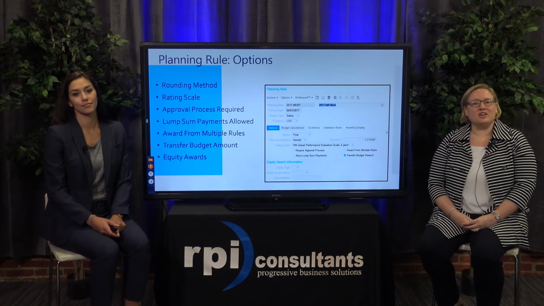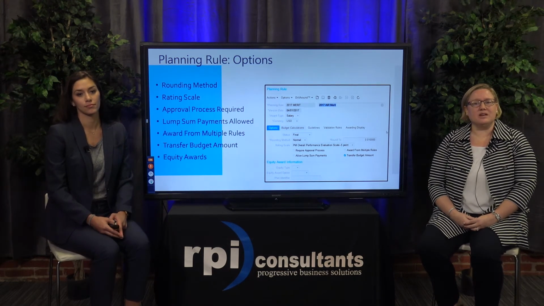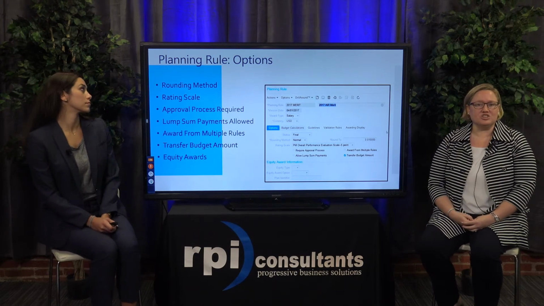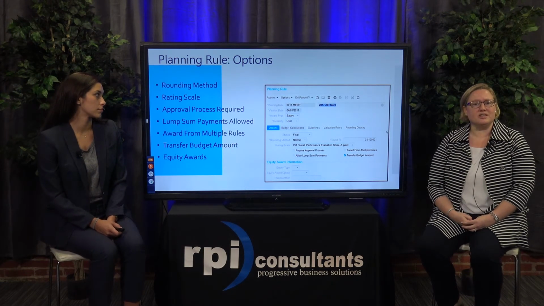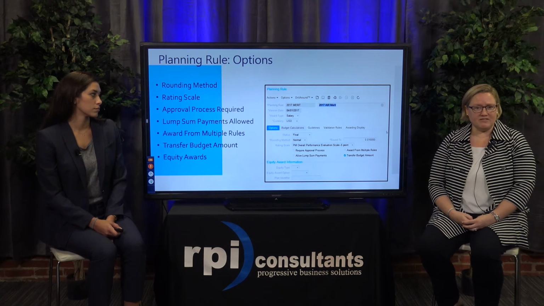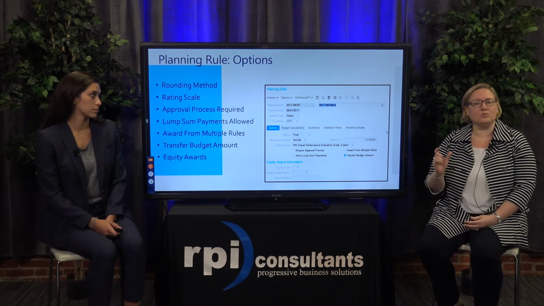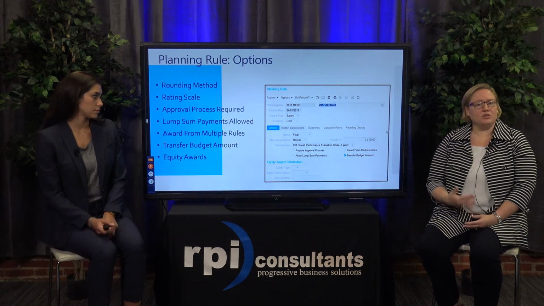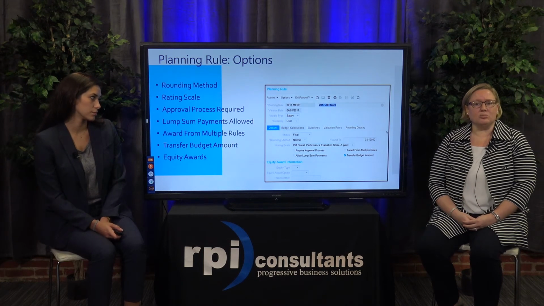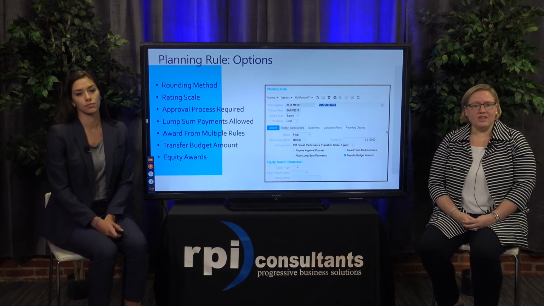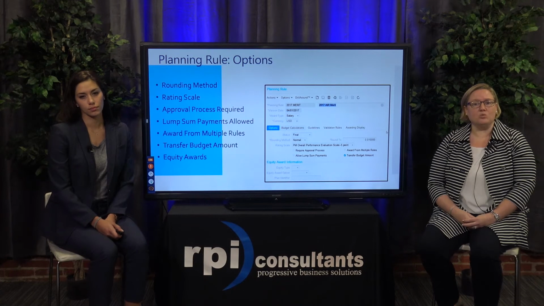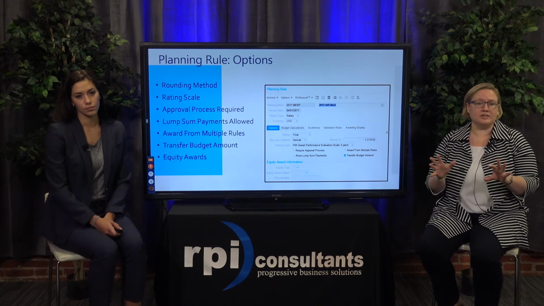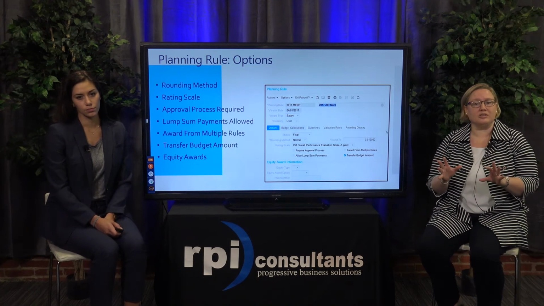So looking at the planning rules, there's a number of tabs as you're seeing on this screen. And the first one is the options. This is where you're going to identify the rounding method as well as what you want to round to. If you're using a rating scale, you'll pull in that rating scale. And then there are several options there that will display or not display other tabs on the planning rules depending on whether or not you select it.